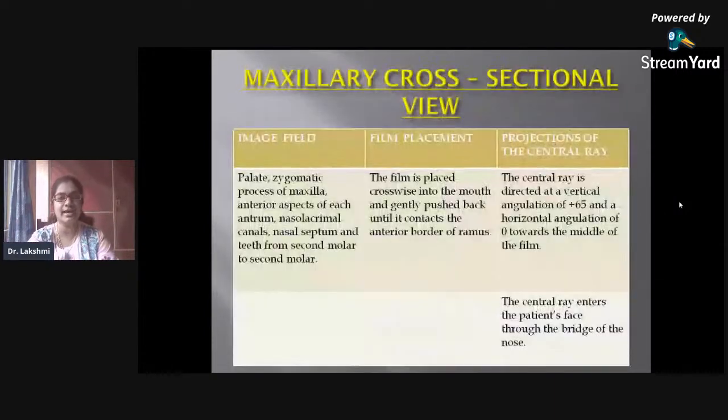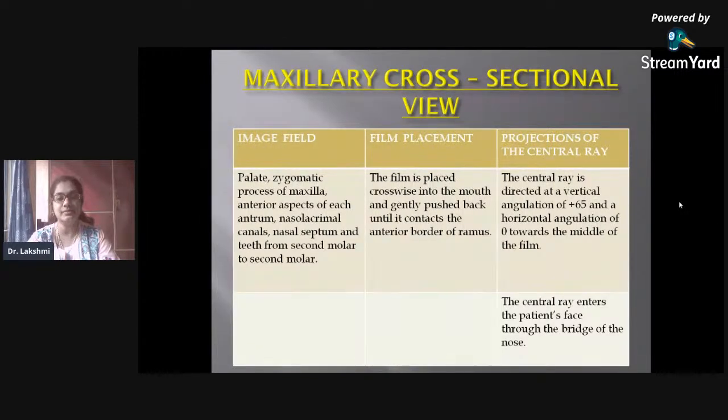Coming to the maxillary cross-sectional view, the image field is the palate, zygomatic process of maxilla, anterior aspects of each antrum, nasolacrimal canals, nasal septum, and teeth from second molar to second molar. Film placement: the film is placed crosswise into the mouth and gently pushed back until it contacts the anterior border of the ramus. And then projection of the central ray: the central ray is directed at a vertical angulation of plus 65 and a horizontal angulation of 0 towards the middle of the film.